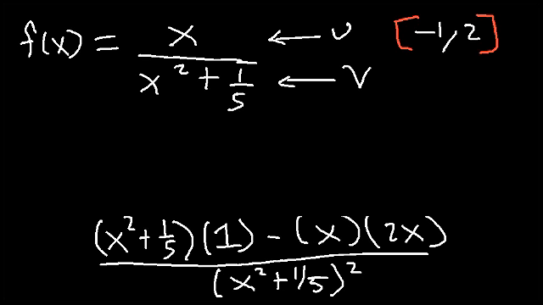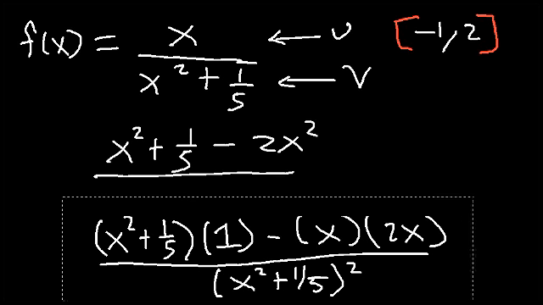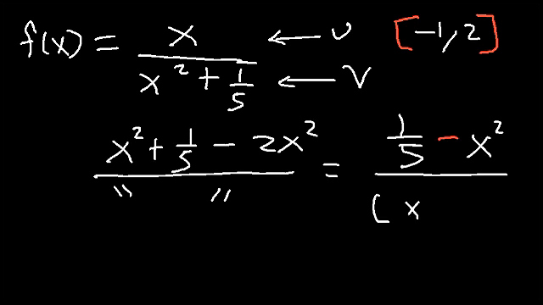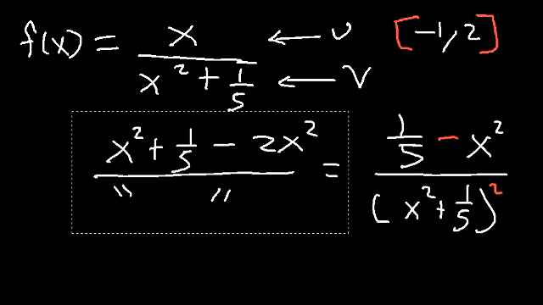Now let's simplify what we have in the numerator. So x squared plus 1/5 times 1 is simply x squared plus 1/5, and then minus 2x squared, divided by what we have in the bottom. So x squared minus 2x squared, that's going to be negative x squared, divided by x squared plus 1/5 squared. So that's the first derivative.